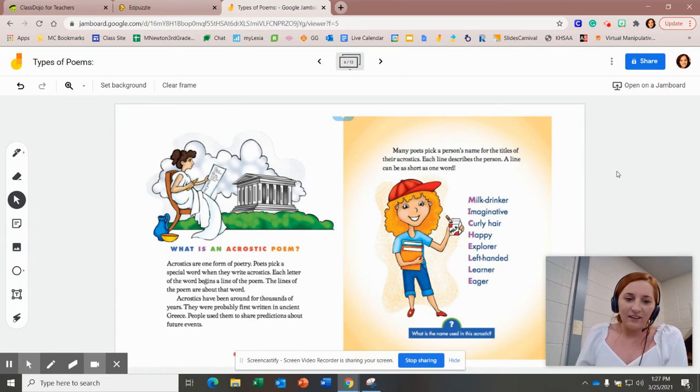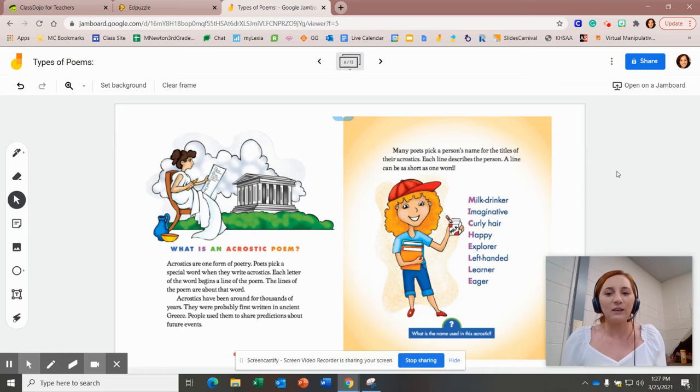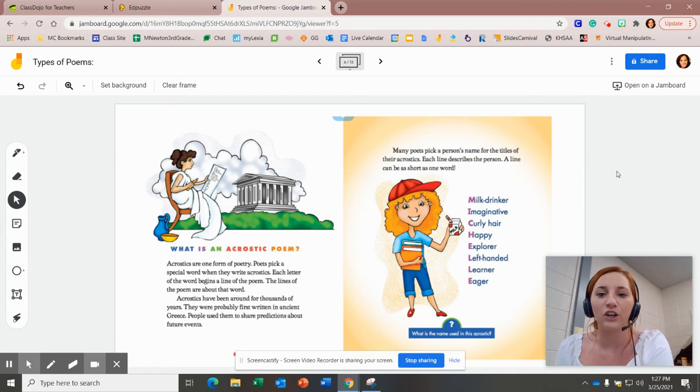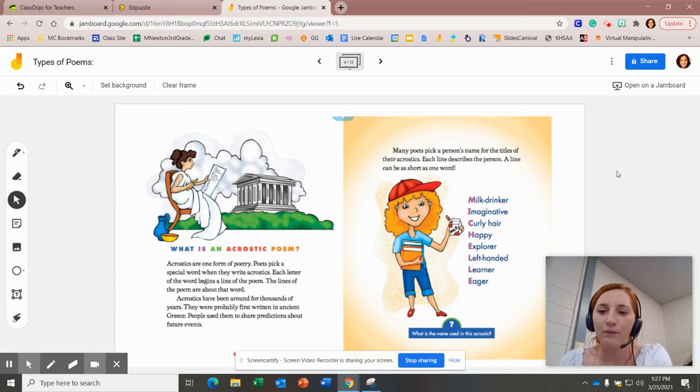The next kind is called an acrostic poem, and you're going to write one of these this week. An acrostic poem takes a special word. A lot of times that's someone's name. In each one of the letters of that special word, it chooses a word or a line to describe it. Many poets pick a person's name for the titles of their acrostics. Each line describes the person. A line can be as short as one word.